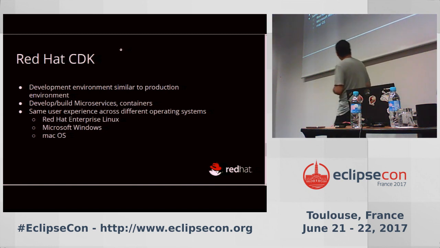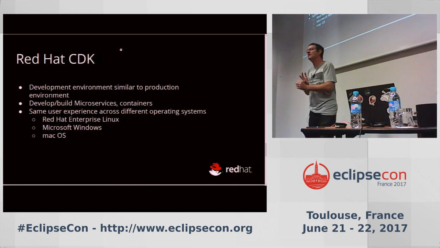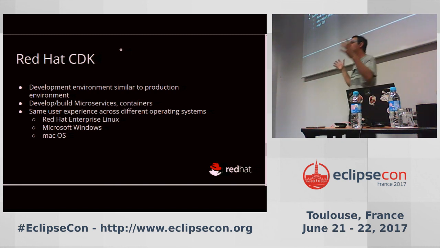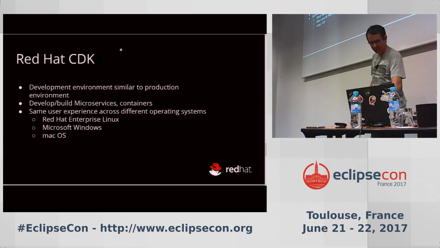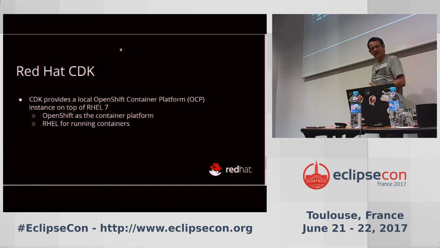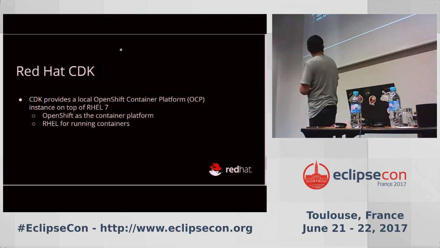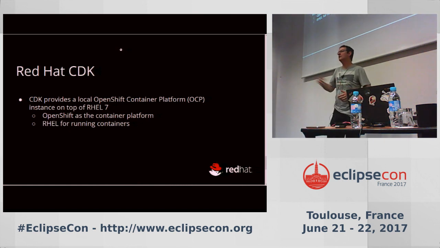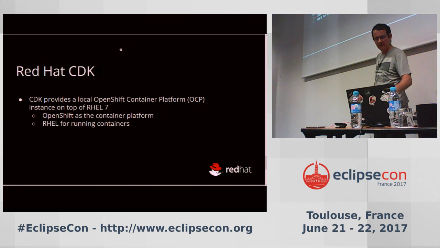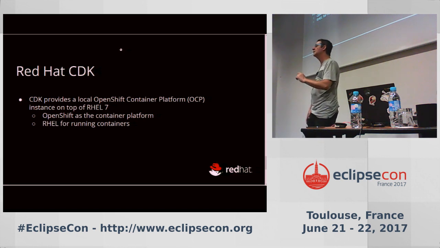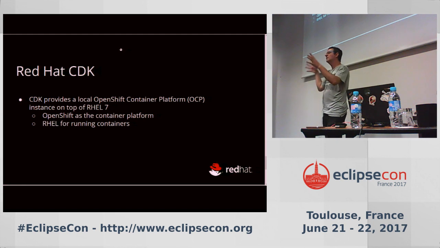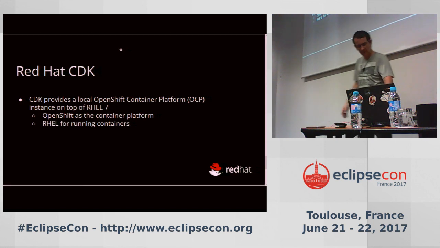Of course, this CDK is available on Linux, macOS, and Windows. And the idea is that you can set up an OpenShift cluster inside a VM and work locally with that OpenShift cluster. The difference between the upstream project and Red Hat CDK is that it's using RHEL as the operating system, where Minishift is using CentOS. And we are using OpenShift, what we call OpenShift Container Platform, OCP, which is a Red Hat product. So the main difference is that you're going to get access to a Red Hat Docker registry where you can find all these EAP and so on Docker images.